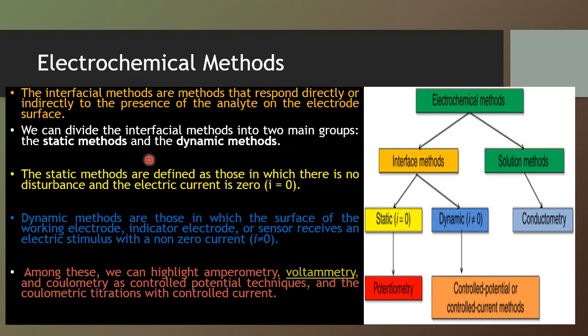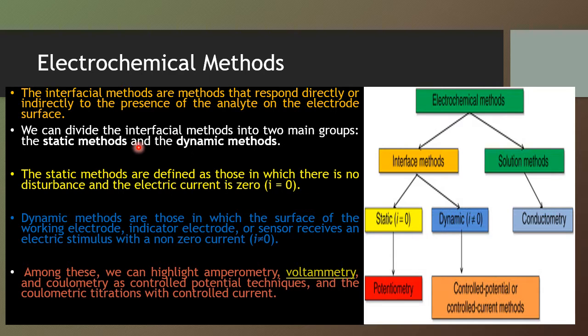Interfacial methods can be divided into two other subtypes: one is the static method, the other is the dynamic method. As the name indicates, static methods are those which do not have any disturbance, or in which the current is zero. I is used for representing the electric current. Static interfacial electrochemical methods are those in which there is no flow of current. Clear? So the example of a static electrochemical method is potentiometry.